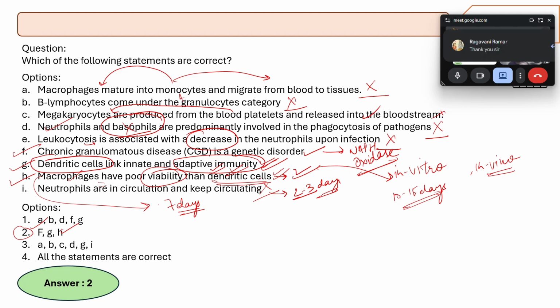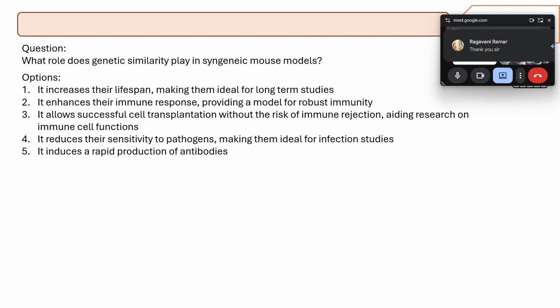Okay, so let's move on to the next question. What role does genetic similarity play in syngenic mouse models? So what can be the correct answer?